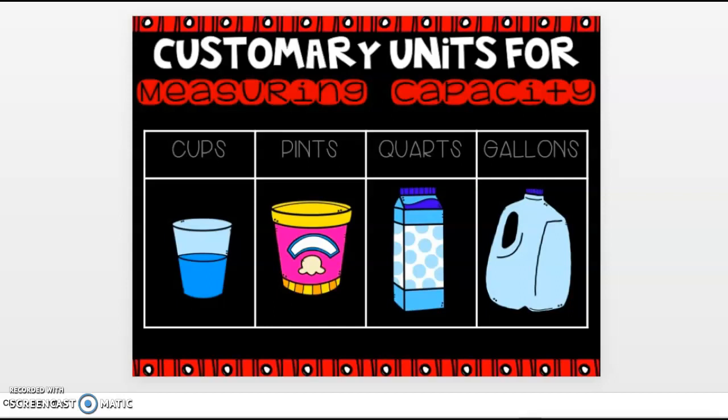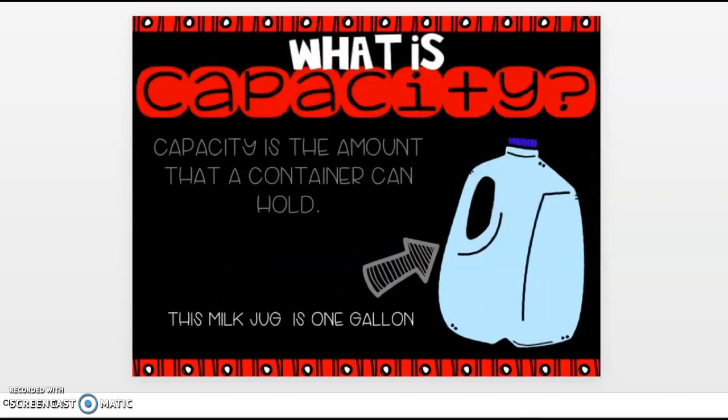All right, the customary units for measuring capacity are cups, you can see the cup of water, pints, it looks like a pint of ice cream, a quart, it could be a quart of juice or a quart of milk, and then your gallon. What is capacity? Capacity is the amount that a container can hold. This milk jug is 1 gallon. So remember that capacity deals with liquids.